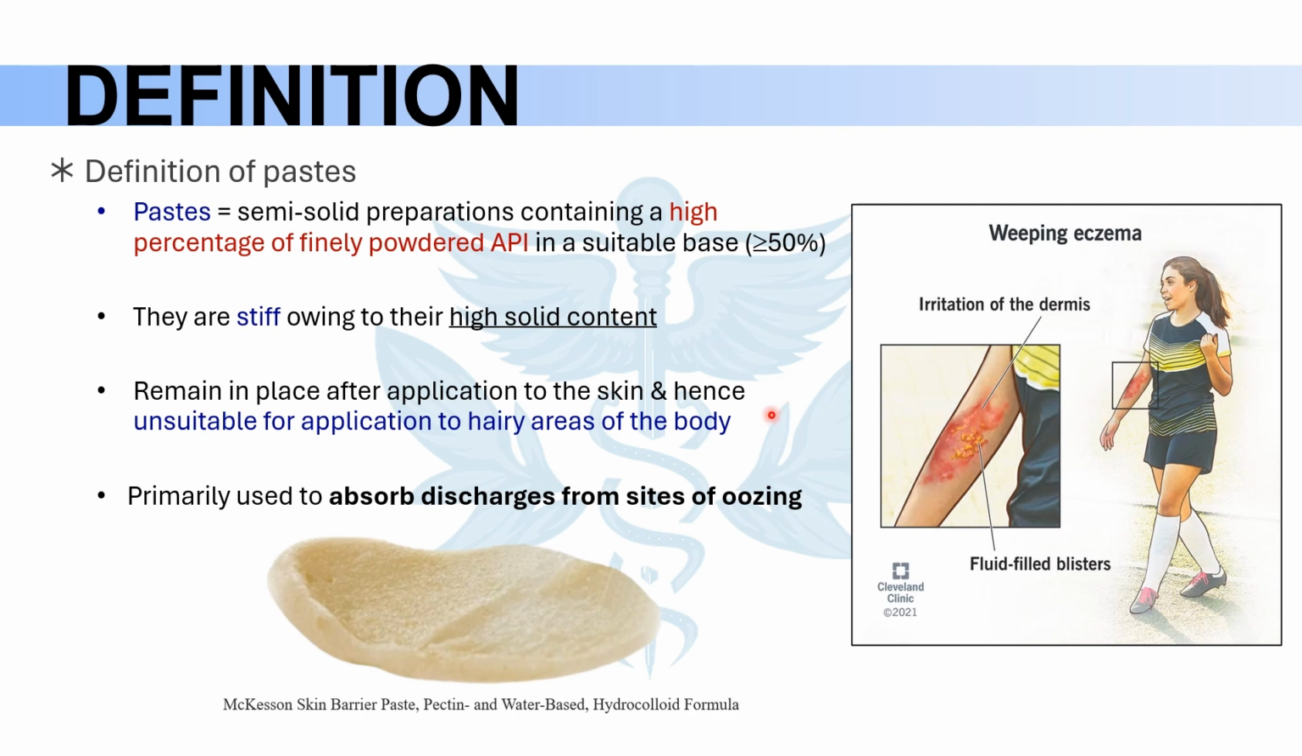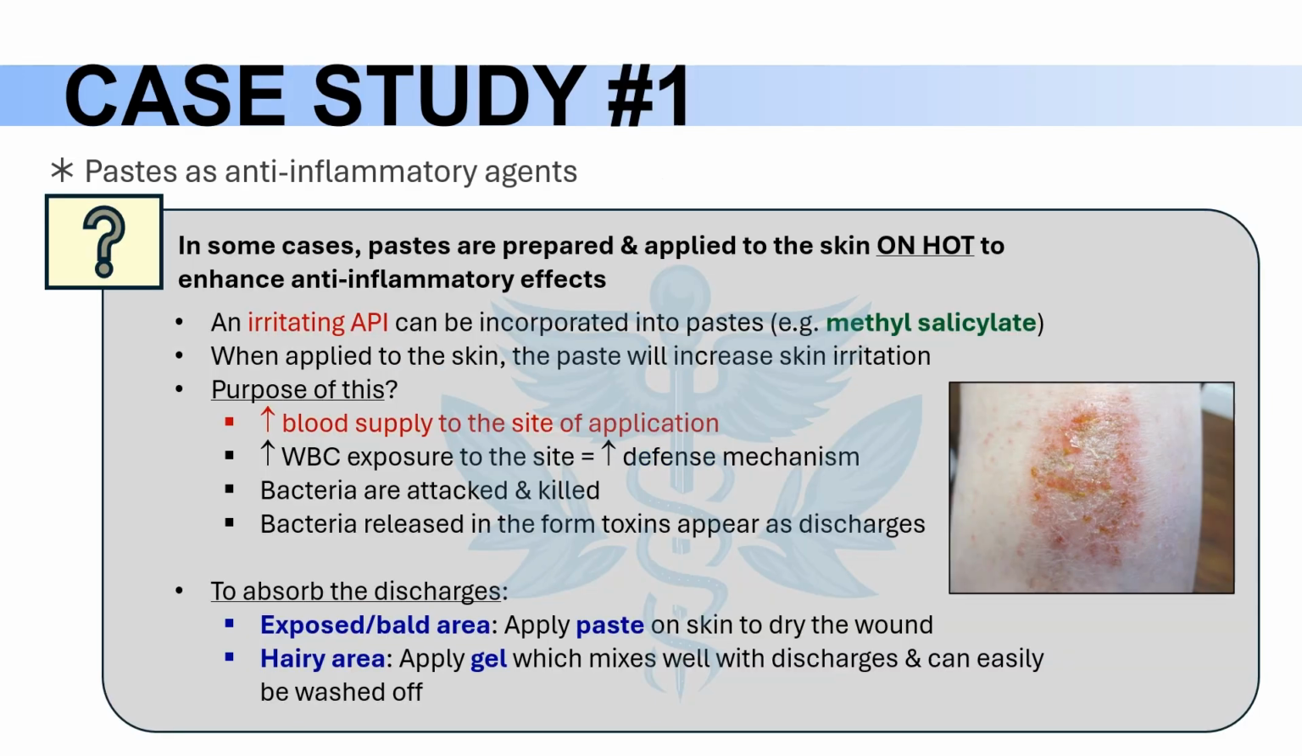And since the majority of our paste will contain solid content, they are stiff. They remain in place after application to the skin and hence are unsuitable for application to hairy areas, just like ointments. What do we use pastes for? We use them primarily to absorb discharges from sites of oozing. Like in weeping eczema, they absorb the discharges which are released. And this is the consistency of our paste.